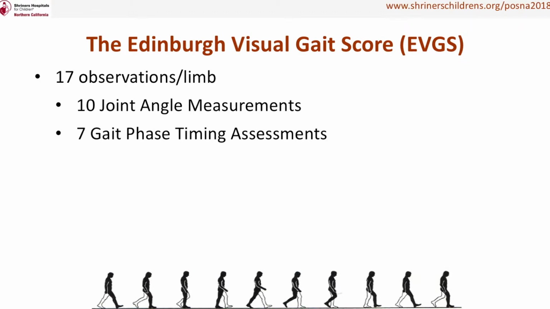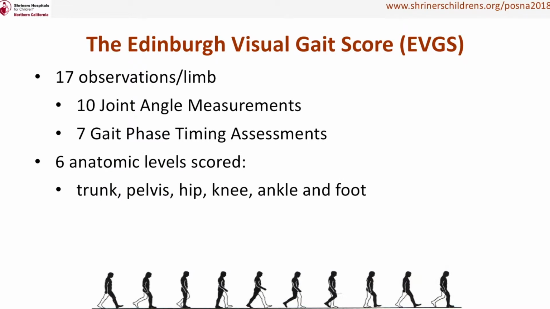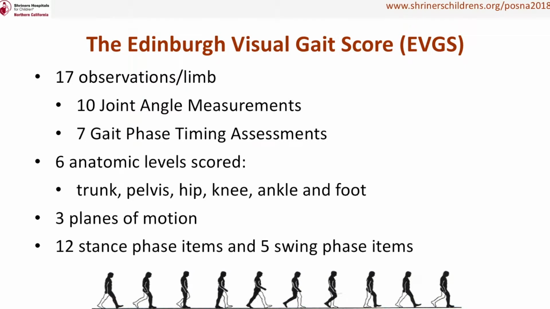The Edinburgh Visual Gait Score involves 17 observations per limb, 10 joint angle assessments, and 7 gait phase timing assessments. All 6 major anatomic levels are scored in 3 planes of motion, which include a total of 12 stance phase items and 5 swing phase items.